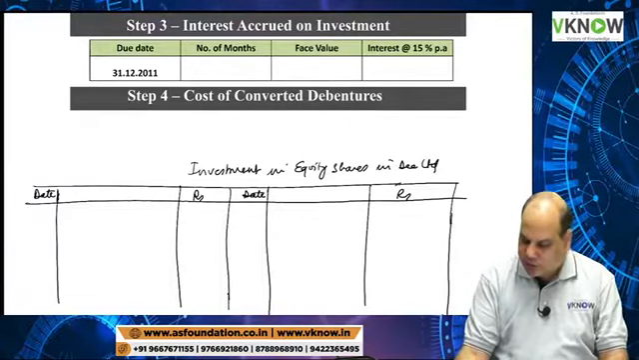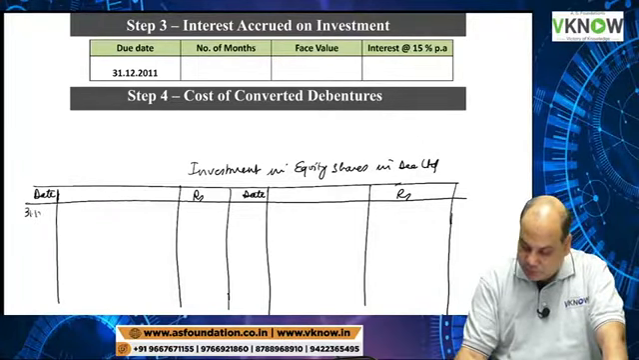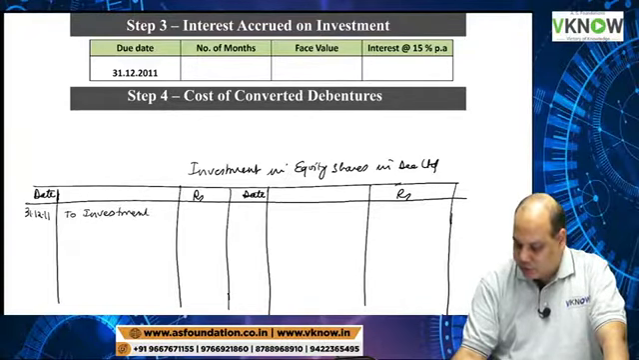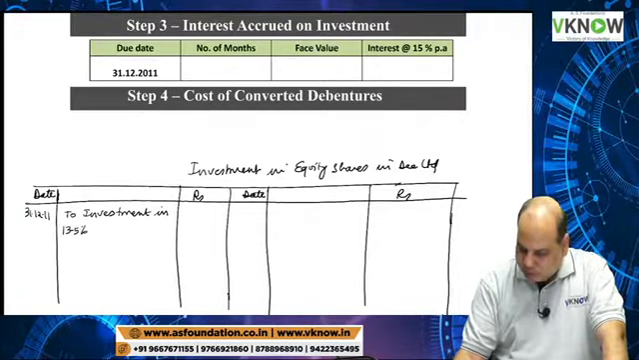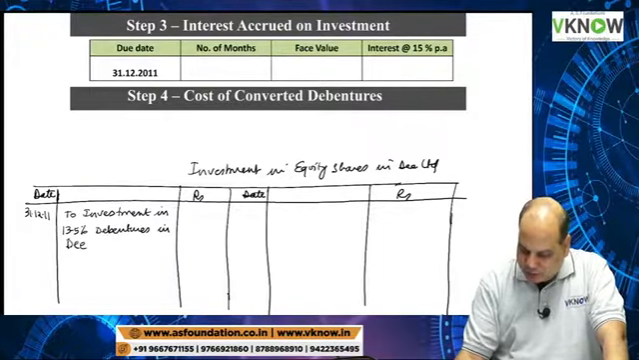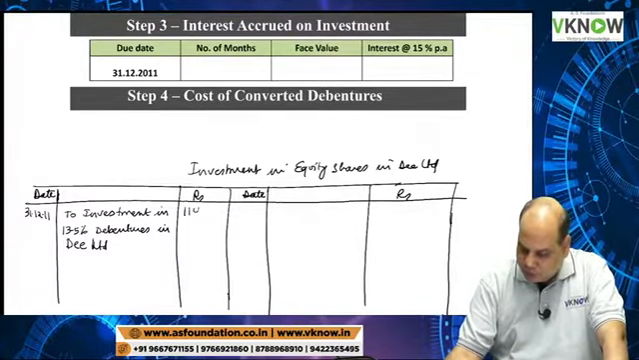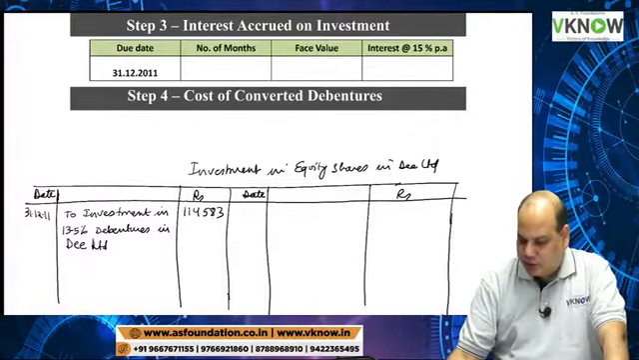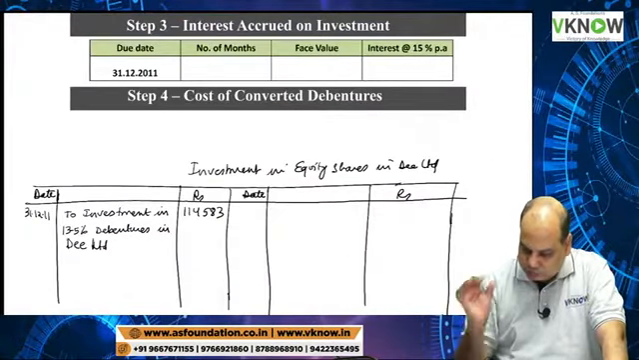So here my entry will be: Investment in equity shares in D Limited account debit. The date is 31st December 11. To investment in 13.5% debenture in D Limited, this is the contra entry. One account is debited, one account is credited, and the amount was 114,583. Is it right? That was your step number 5.